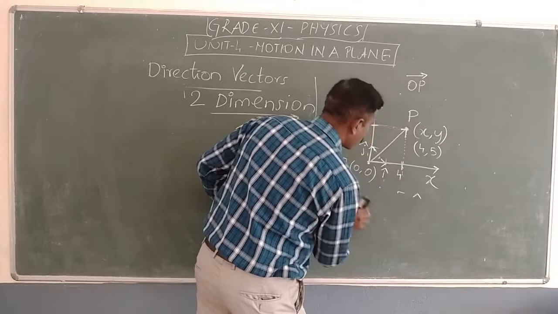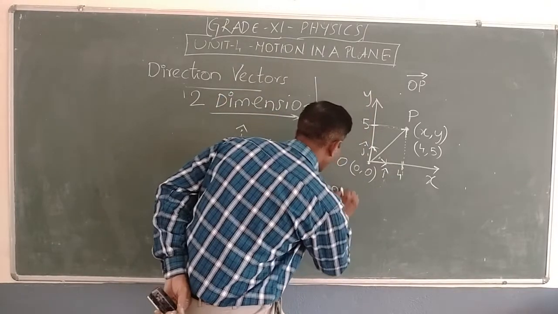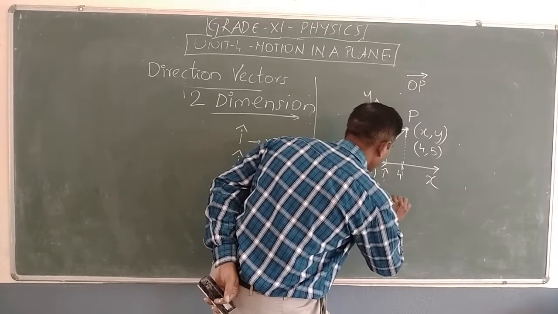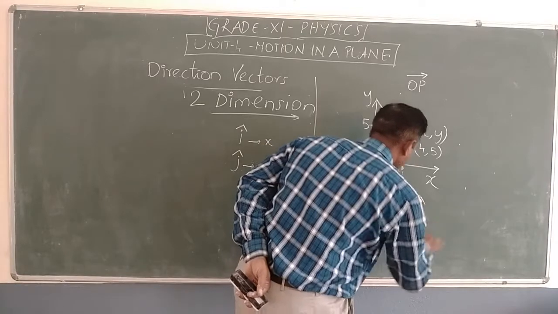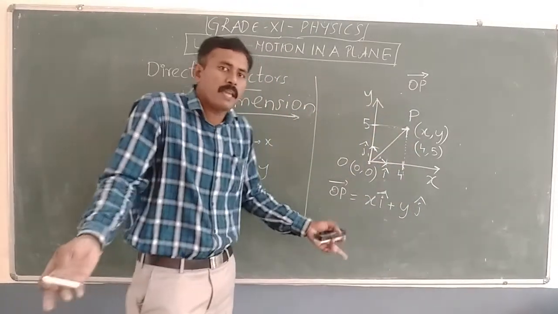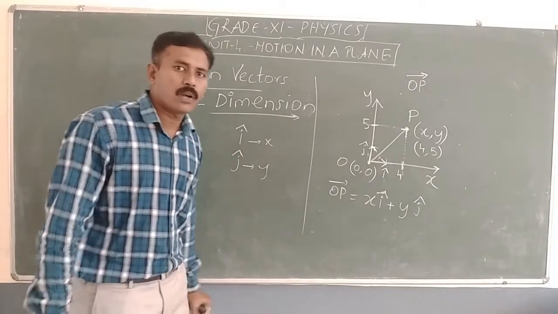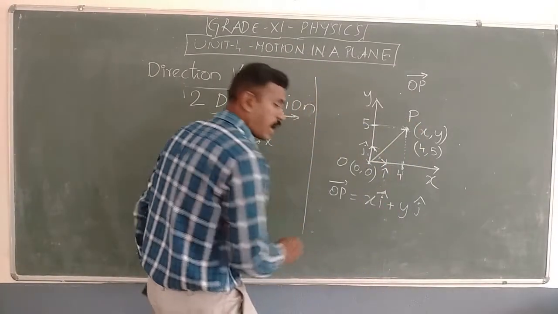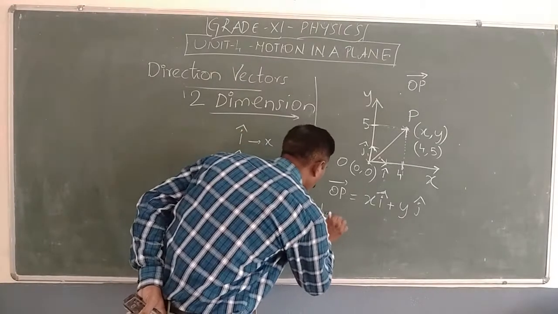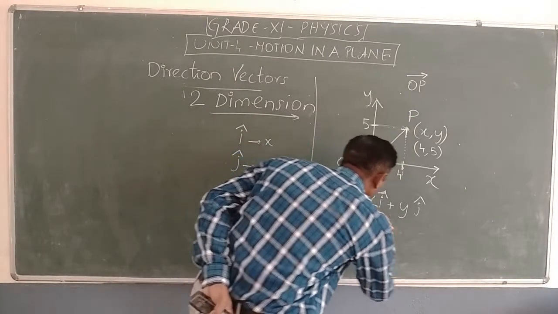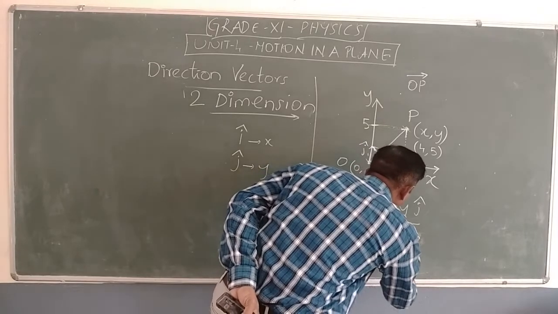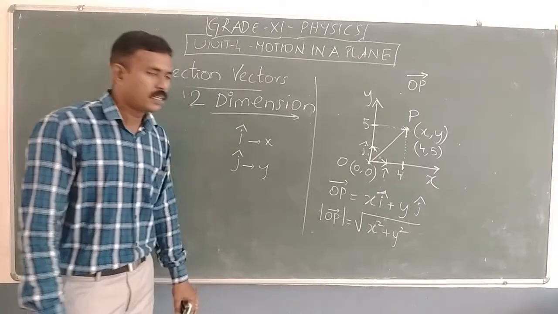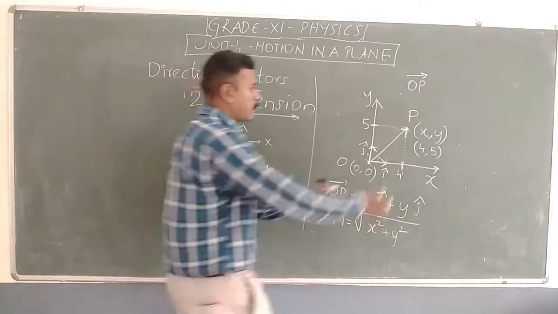Then, what is the resultant vector? So if OP vector is xi plus yj, x and y may be any value. This is the standard form. If I want to find the length of OP, I have to take a modulus. That is, modulus of OP is square root of x square plus y square. This is the formula. Clear? This is the formula for finding the length of OP.